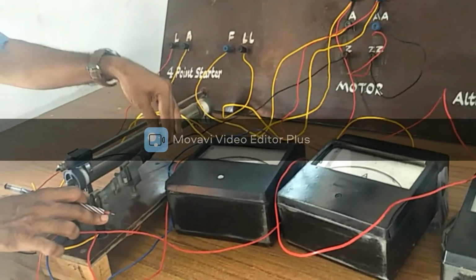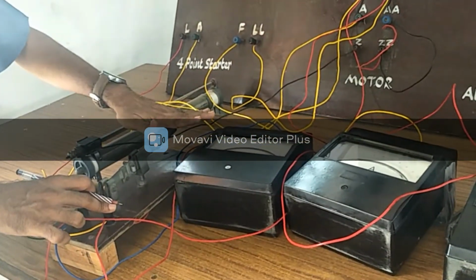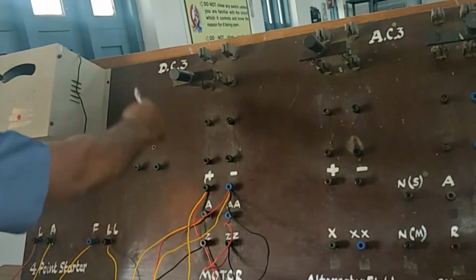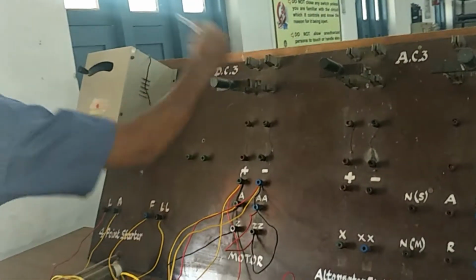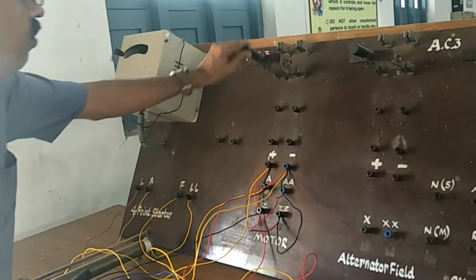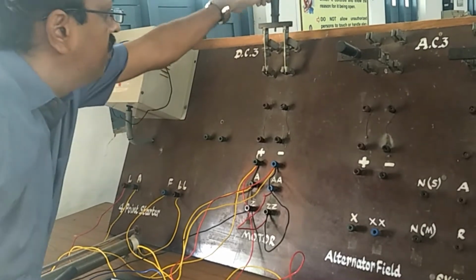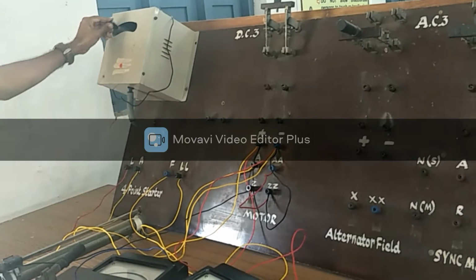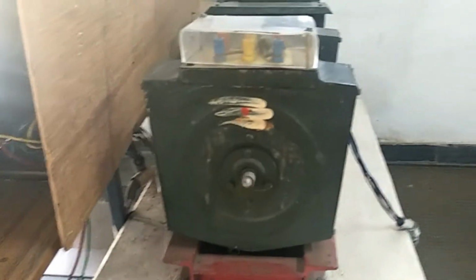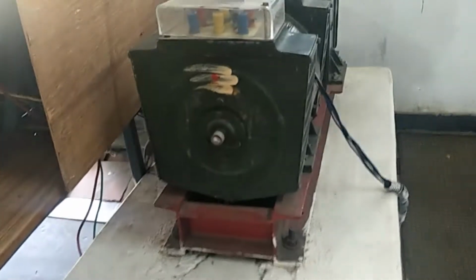Please ensure the switch must be in closed position before starting. Now let us start the machine. Give the supply here, turn on the DPST switch, slowly run the machine. So the DC motor is run with the help of the 4-point starter, and we need to see the speed of that machine.